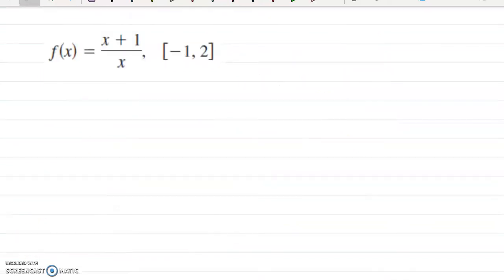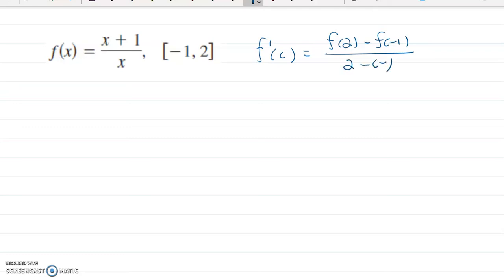So let's do one more problem. So this time f(x) equals x plus 1 over x, and the given interval is negative 1 to 2. Okay, so the same thing, we are finding f'(c) that equals (f(2) minus f(negative 1)) over (2 minus negative 1) in this case. So what should we do first? Yes, we have to find f(2) and f(negative 1).